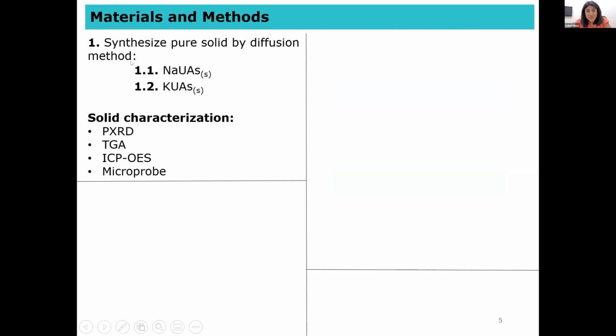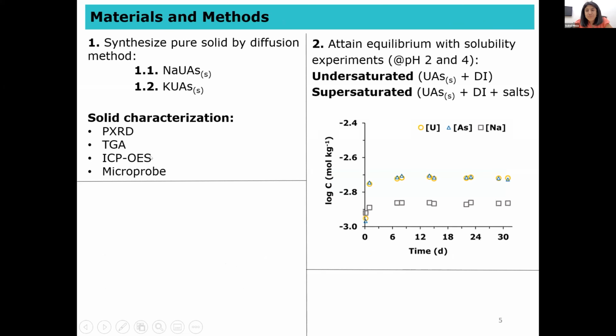So how have I been doing it? The first step is to synthesize a pure solid, or as pure as we can get, using a diffusion method. I synthesized 2 solids, the sodium uranyl arsenate, NaUAS, and potassium uranyl arsenate, KUAS. I used several characterization methods to make sure that we have these synthetic minerals, and especially about the stoichiometry.